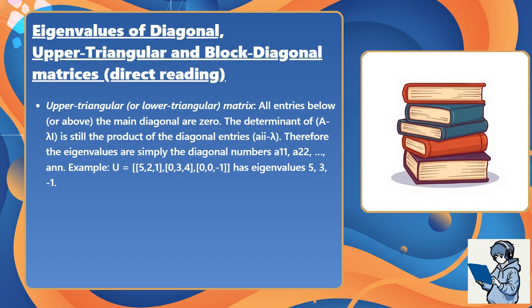An example: U equals the matrix with first row 5 2 1, second row 0 3 4, third row 0 0 minus 1, has eigenvalues 5, 3, minus 1.